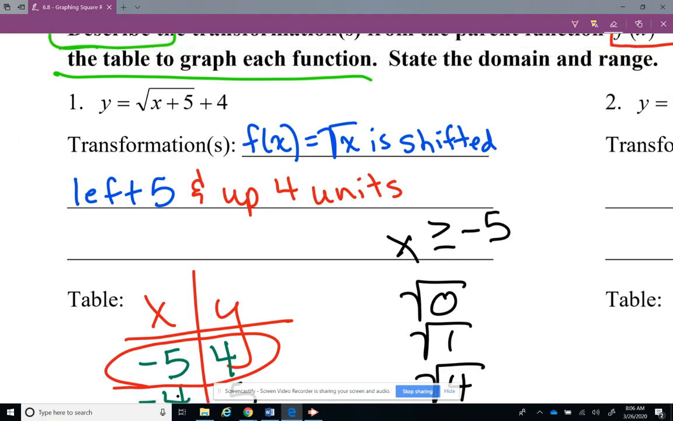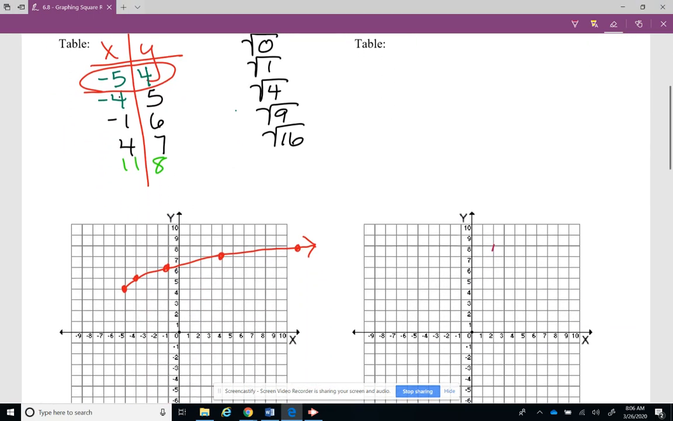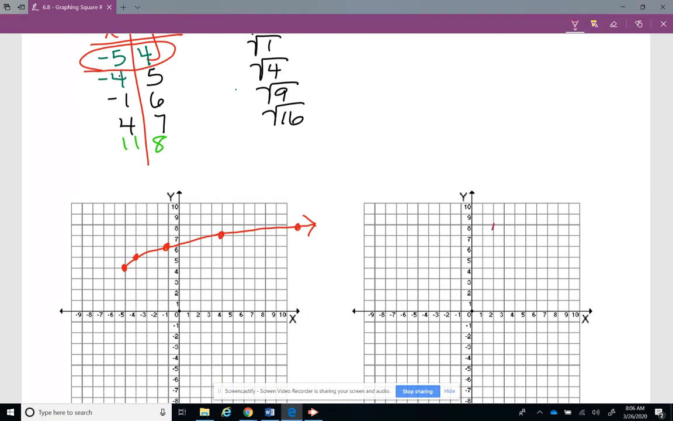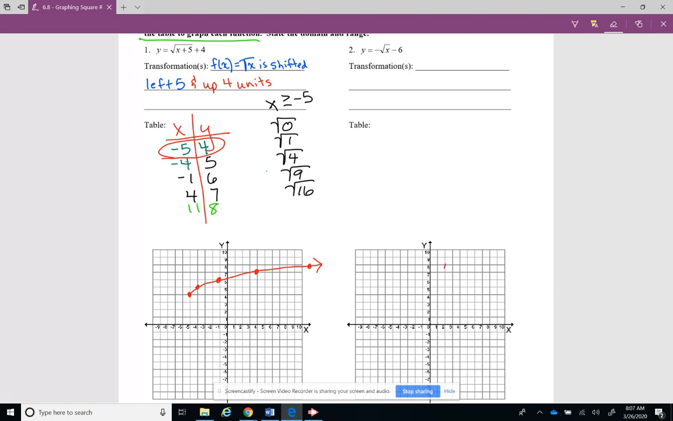So when you graph square root functions, it's going to always look like this. The top of a parabola, the bottom of a parabola, or it could go this way, or it could go this way. So that's what it's going to look like. It's going to look like the half of a parabola, but it's going to be sideways. All right, so that's the square root function.